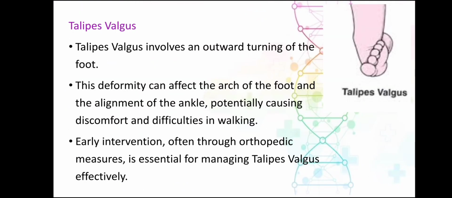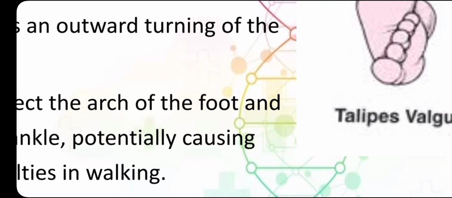Next is Talipes valgus. It involves an outward turning of the foot. This deformity can affect the arch of the foot and the alignment of the ankle, potentially causing discomfort and difficulties in walking. Early intervention, often through orthopedic measures, is essential for managing Talipes valgus effectively. This is outward turning.